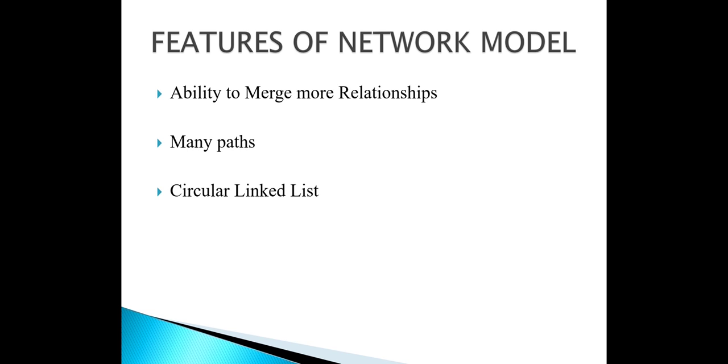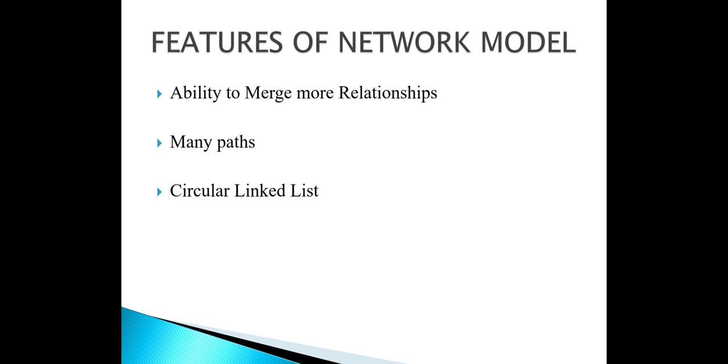Features of network model. First is the ability to merge more relationships. In this model, as there are more relationships, so data is more related. This model has the ability to manage one-to-one relationship as well as many-to-many relationship. Second point is many paths. As there are more relationships, so there can be more than one path to the same record or to the same node. This makes the data access fast and simple.